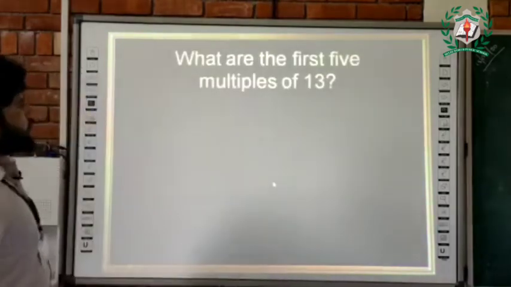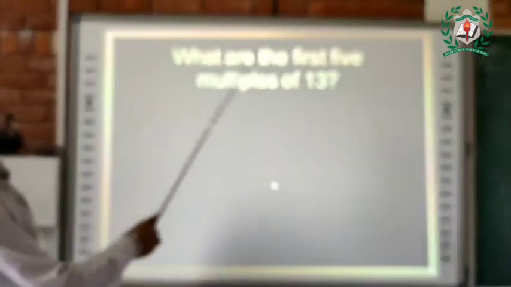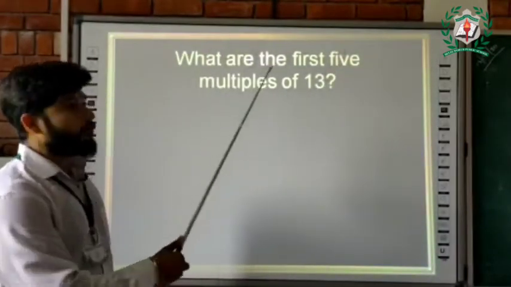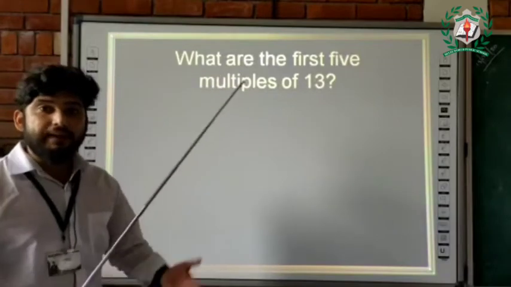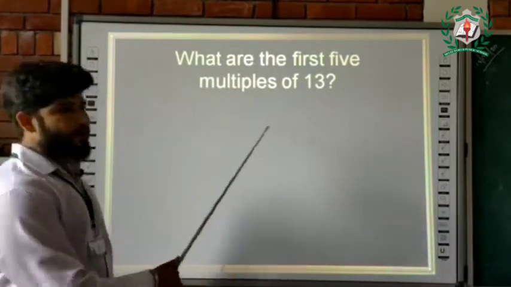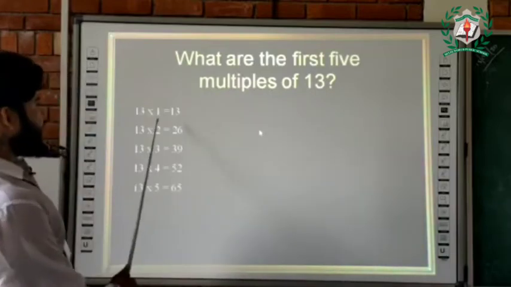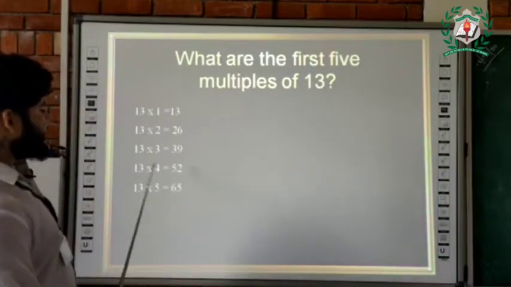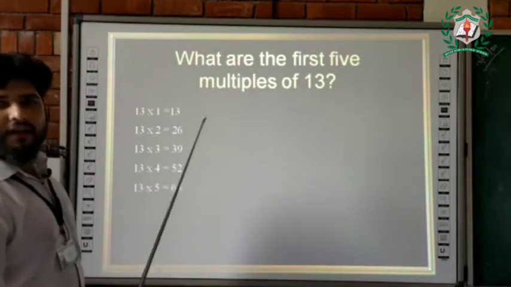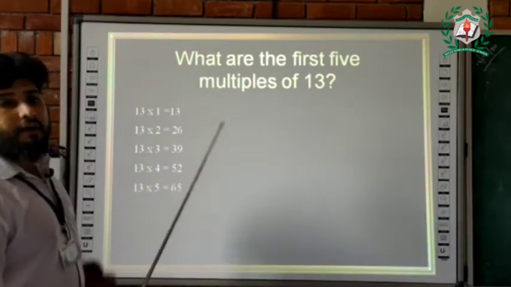Okay. So what are the first 5 multiples of 13? As I told you, first 5 multiples of 13. What does it mean? You have to find 5 multiples of 13. Read out the table: 13, 26, 39, 52, 65. These are the multiples.